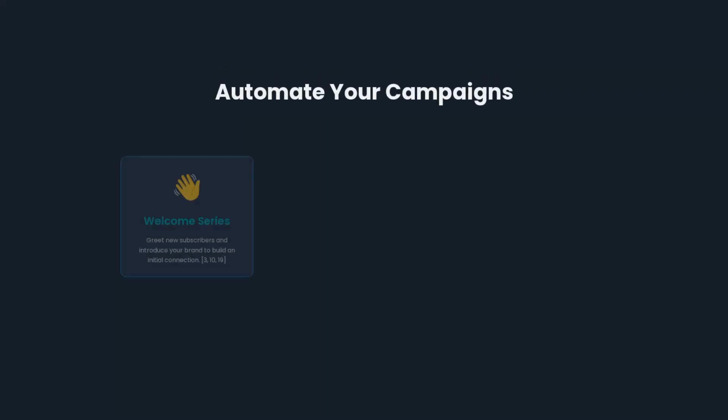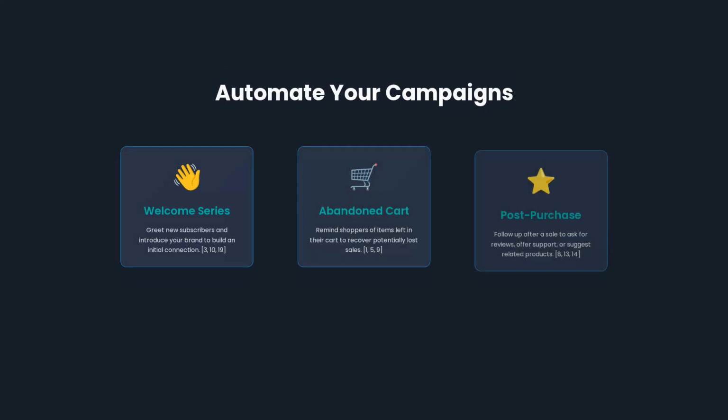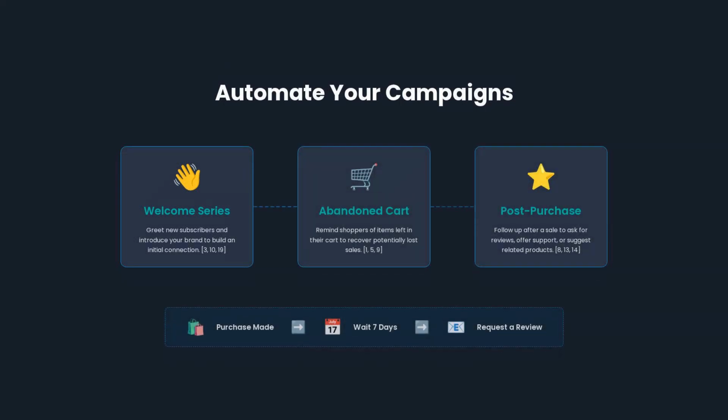Automate your campaigns. Use email marketing tools to set up automated email sequences like welcome series, abandoned cart reminders, and post-purchase follow-ups. Automation helps maintain consistent communication without manual effort. For example, an e-commerce site might automatically send a follow-up email 1 week after a purchase asking for a review.